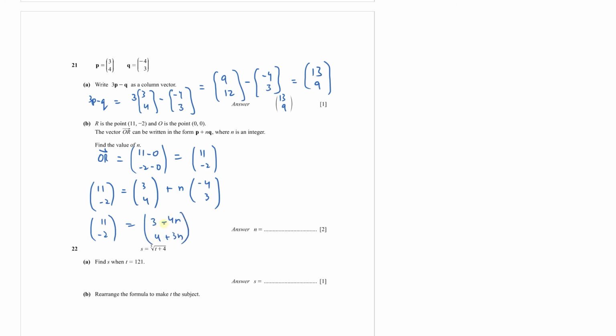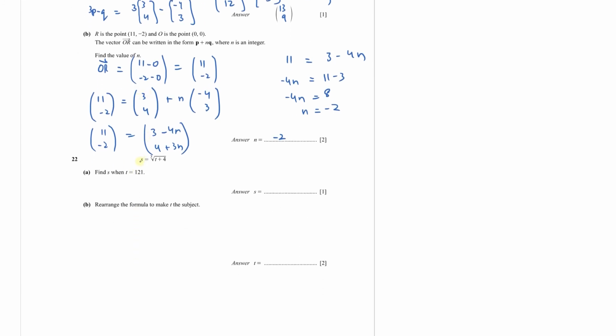So now you can compare this top value with this top value, or the bottom with the bottom one, to calculate the value of n. So I'll use the top value in the column vector. So 11 equals 3 minus 4n. If I take this 3 to the other side, this becomes minus 4n equals 11 minus 3. Minus 4n equals 11 minus 3, which is 8. And if I take minus 4 to the other side and divide it, I'll get n equals minus 2. So your value of n is minus 2.